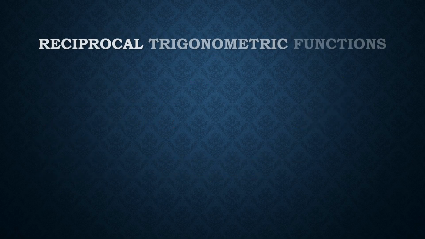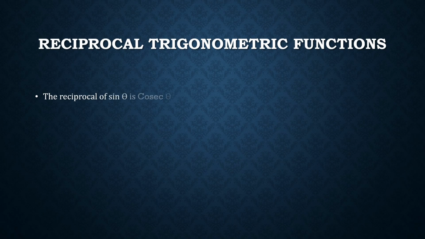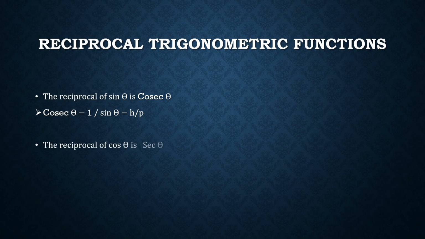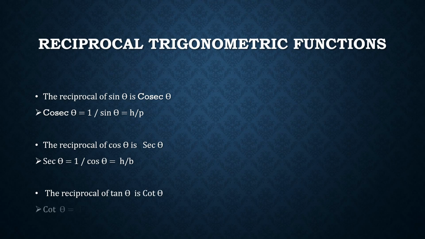Now let's understand the reciprocal trigonometric functions. We already learned sine, cosine, and tangent. Now we will see their reciprocals. The reciprocal of sin theta is cosecant theta. So we can write cosecant theta equals 1 over sin theta. Cosecant theta equals hypotenuse divided by perpendicular. The reciprocal of cosine theta is secant theta. So, secant theta equals 1 over cosine theta, and this equals hypotenuse divided by base. The reciprocal of tangent theta is cotangent theta. So, cotangent theta equals 1 over tangent theta, which equals base divided by perpendicular.